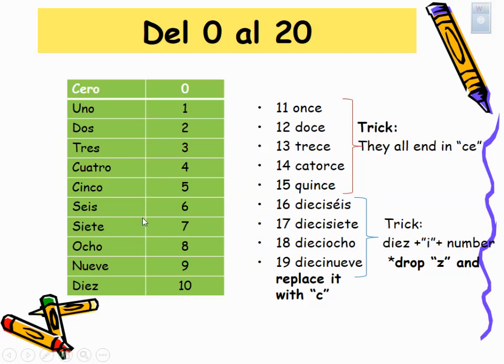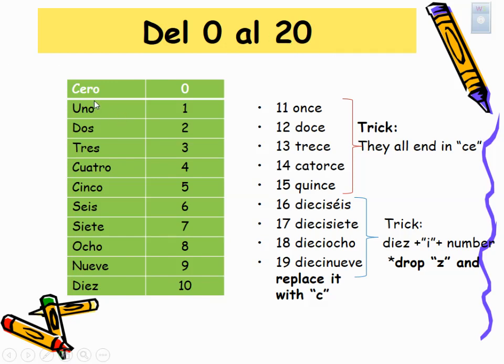Okay, so make sure you write this down, because if you were here in class, we will go through these numbers together and you will repeat them after me. So let's move on to the next part. Okay, so remember, these are numbers from 0 al 20.